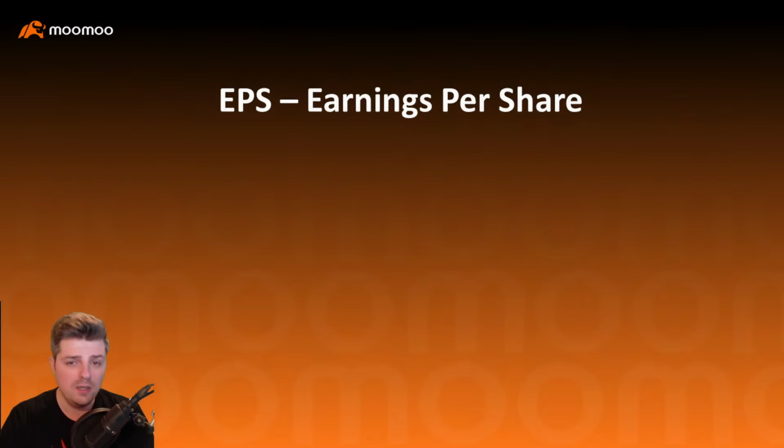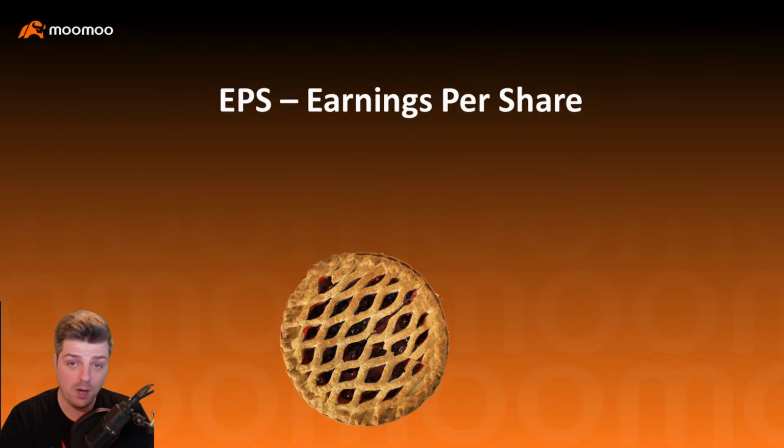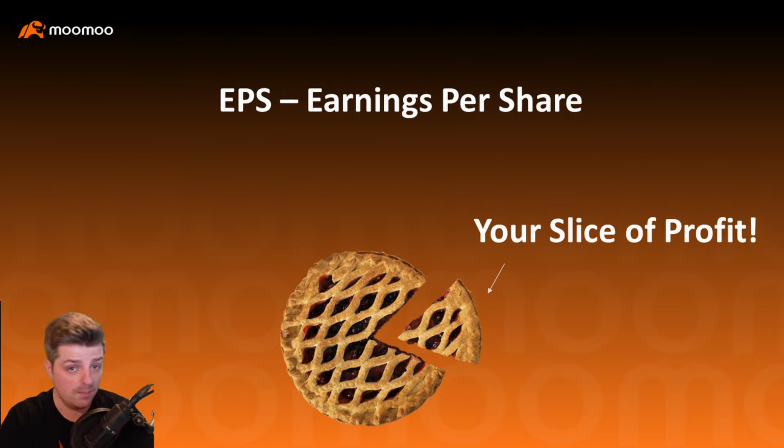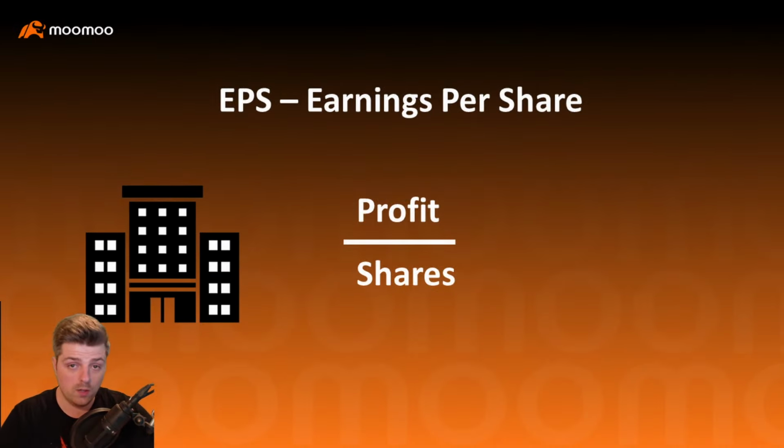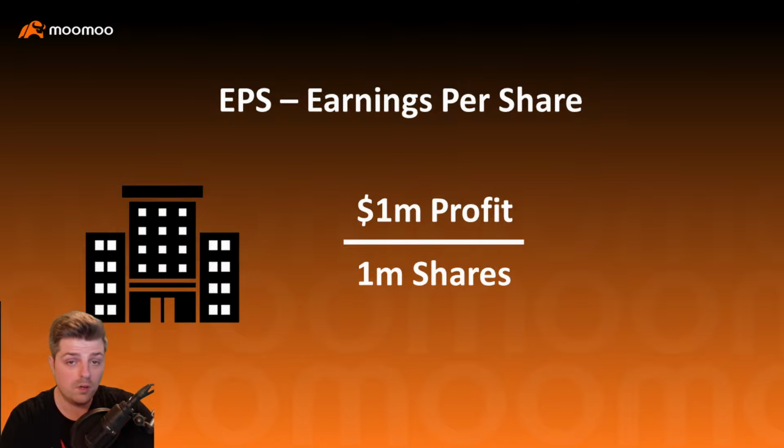EPS is a measure of a company's profitability for each share of its stock. Imagine a company as a big pie, and this pie represents all the profits the company makes. If you own a slice of the pie, which means you own a share of the company, EPS is basically telling you how much profit from a single share of pie you're getting. But here's how it works. The company's total profit is divided by the number of shares they have. So if the company has $1 million in profit and there are 1 million shares, the EPS would simply be $1. This means for each share you own, you're getting $1 of profit.